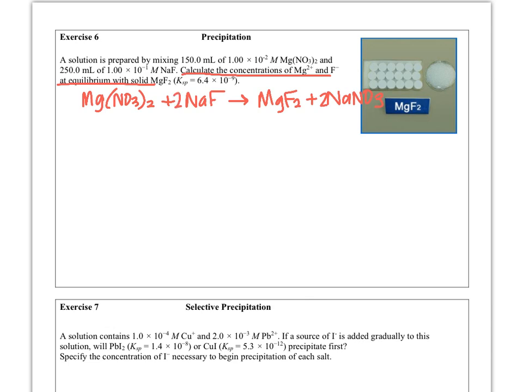We know right away when we look at what's happening, I would just like to point out, this is the solid that we're making. That's the equilibrium we're concerned about. Sodium nitrate is very soluble, so that means sodiums and nitrates are not going to be participating in the reaction, really. We're looking more at magnesium and fluorine ions, and how they react. But we're going to start with that initial quantity.